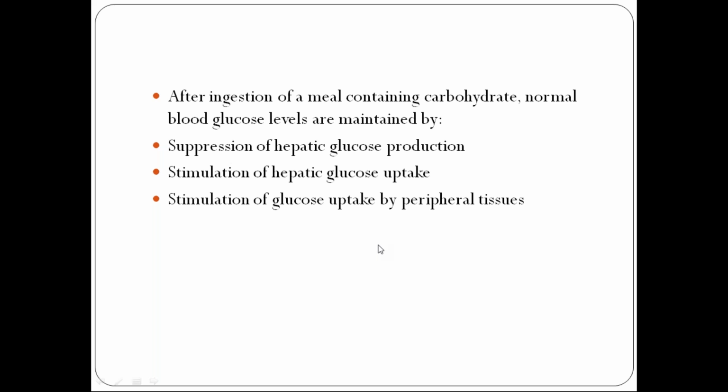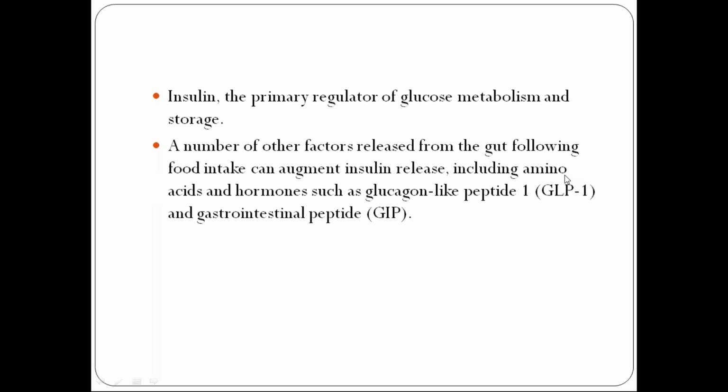So after ingestion of a meal containing carbohydrate, the blood glucose levels are maintained by suppression of hepatic glucose production. When you take food containing carbohydrate, it sends signals to the liver so that hepatic glucogenolysis will be stopped, and there will be stimulation of hepatic glucose uptake. Hepatic glucose uptake will be increased, and glucose uptake by peripheral tissues will be stimulated. This is by GLUT4. Next, the insulin, because insulin plays a vital role in the regulation of glucose metabolism and storage.